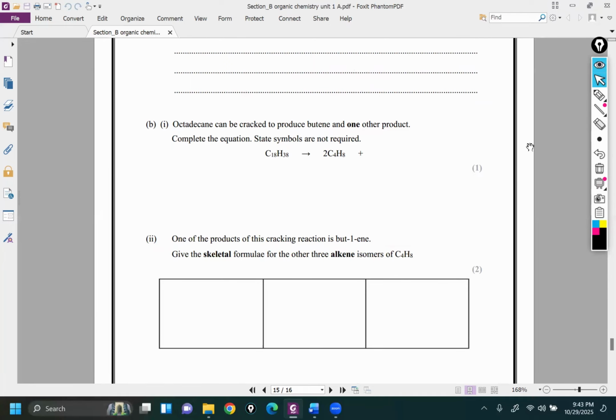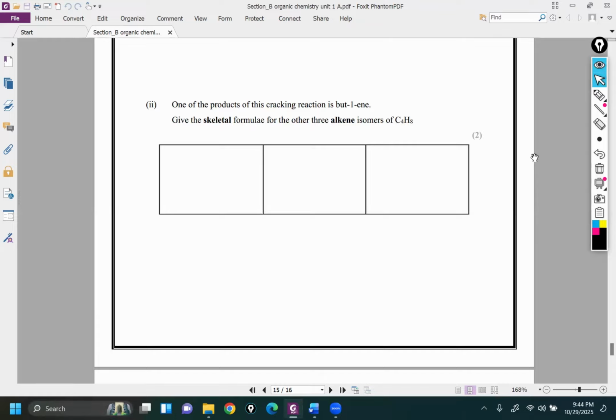Octadecane can be cracked to produce butene and one other product. Complete the equation, state symbols are not required. So look here, in the cracking process, this is very simple. Carbon is 18 and here 4 times 2, 8. So 18 minus 8, how many carbons are left? 10 carbons left. And after that hydrogen, so 8 times 2, 16. Now 36 minus 16, so the number of hydrogens left is 38, sorry, 38. And this is 2 and this is 2, so hydrogen is 22. So you will get the answer to your question.